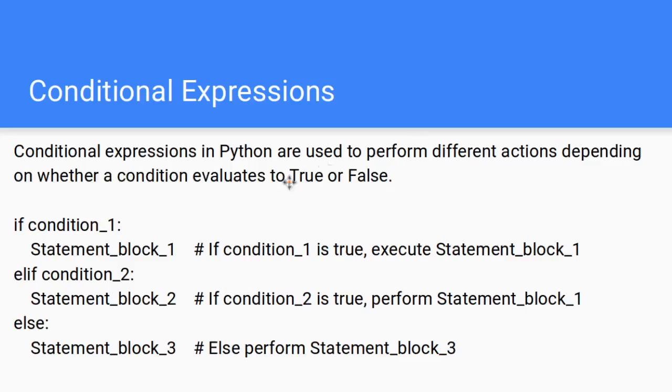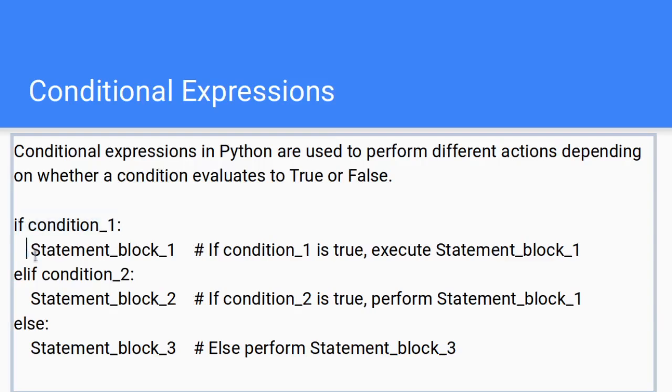Conditional expressions in Python are used to perform different actions depending on whether a condition's value is true or false. We've seen this. If condition 1, statement block 1. Elif condition 2, block 2. Else, the third block. Remember, we've seen that from the last session.